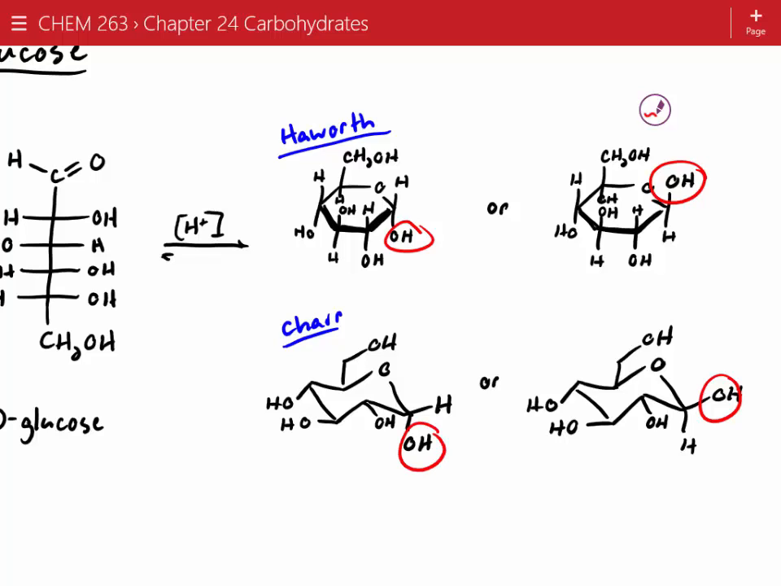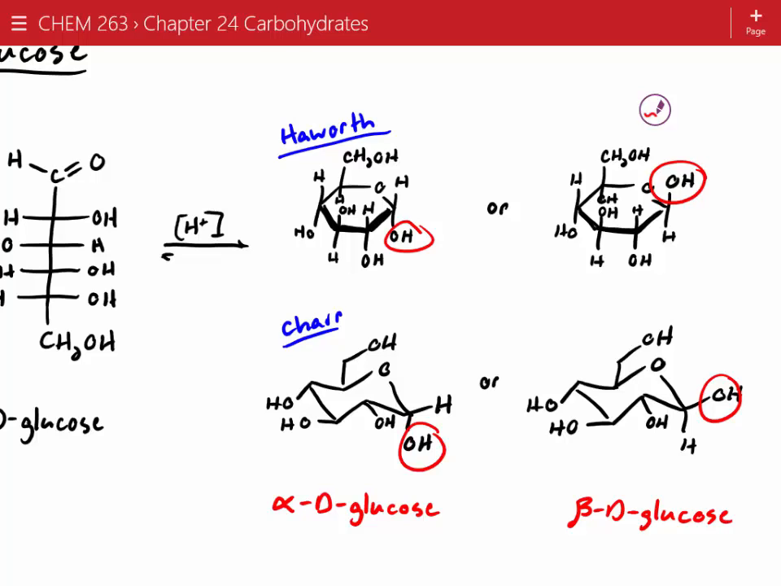And so what we call these are alpha or beta carbohydrates. The alpha one corresponds to the axial position. So which one's axial, the left or the right pair? The left pair, right? So if we look at that OH group, it's axial. So this would be alpha D-glucose. This one would be beta D-glucose.